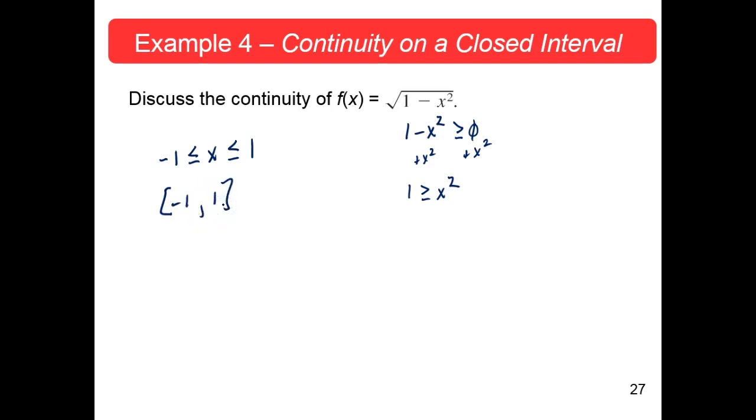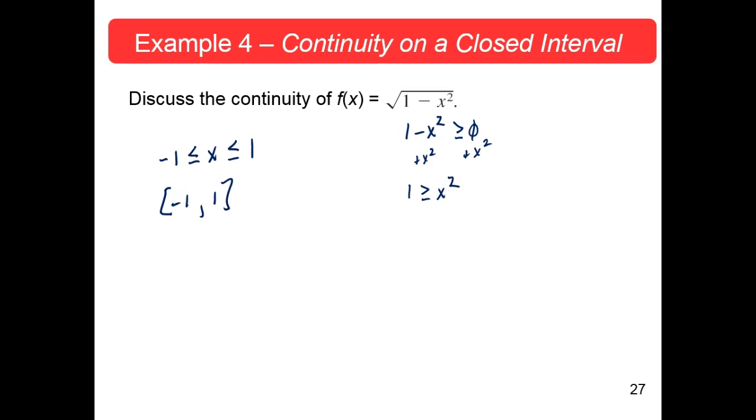Closed interval. Okay? Now, is it continuous there? That's the issue. I'll contend it's continuous everywhere in between, but is it continuous at the endpoints? Yes, because when you plug in +1 or -1, you get a 0, and that's what it's going to.